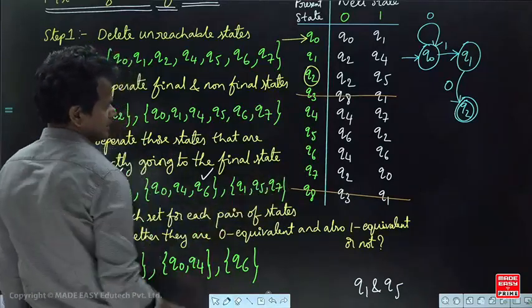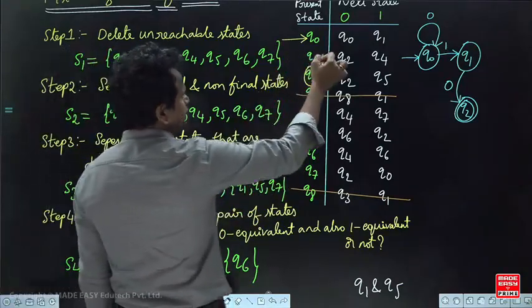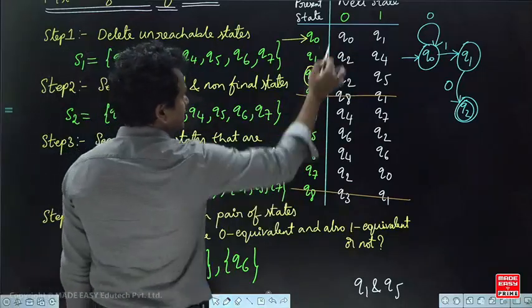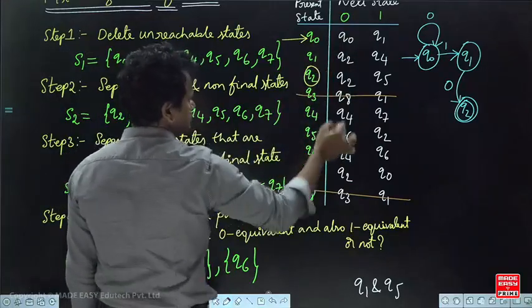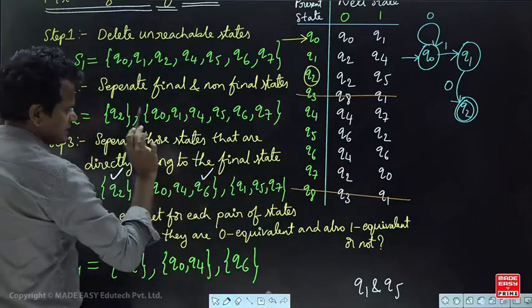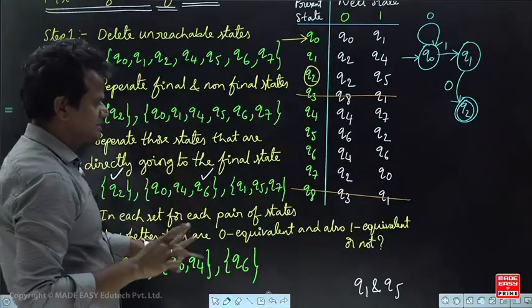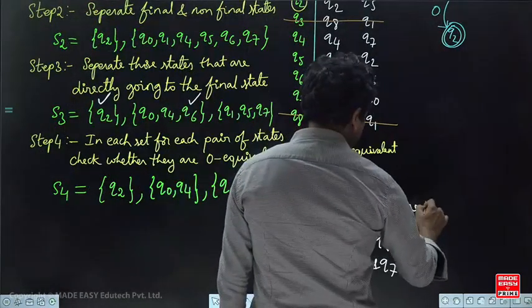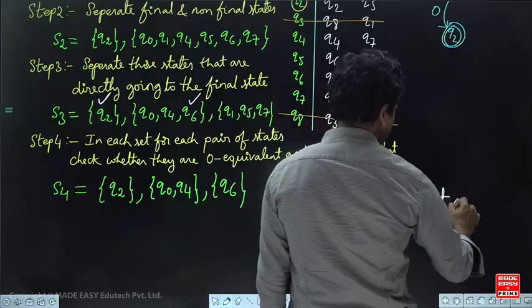Sorry, Q1, Q5 na? Q1 on 0, Q2 here. Now Q5 on 0, Q6 is here. So one is here, the other one is here. So the outputs are not in the same set. So therefore Q1 and Q5 are not 0 equivalent.